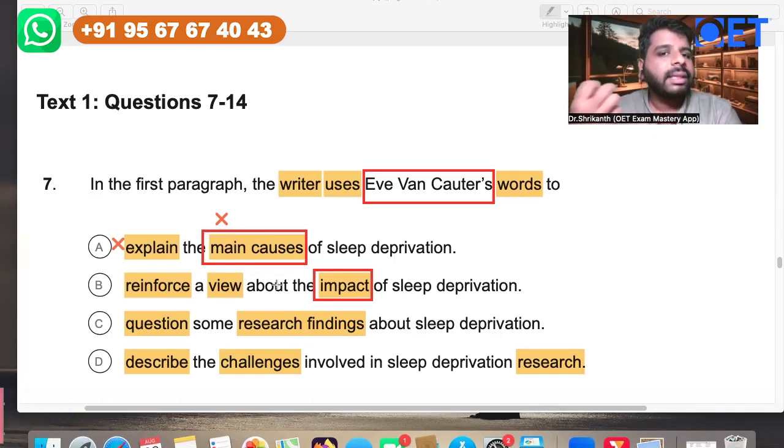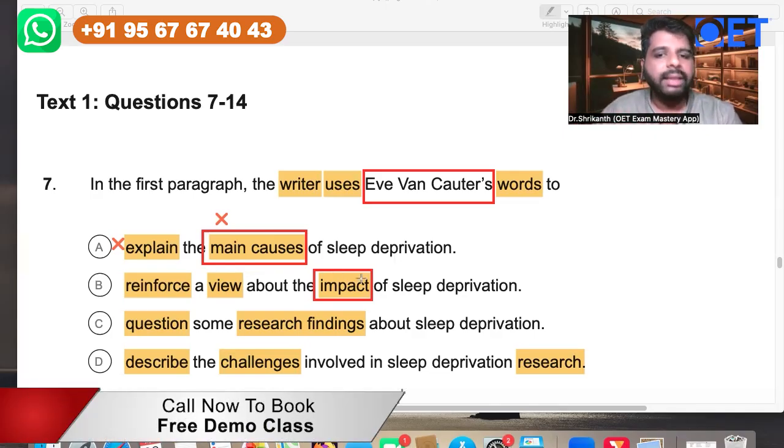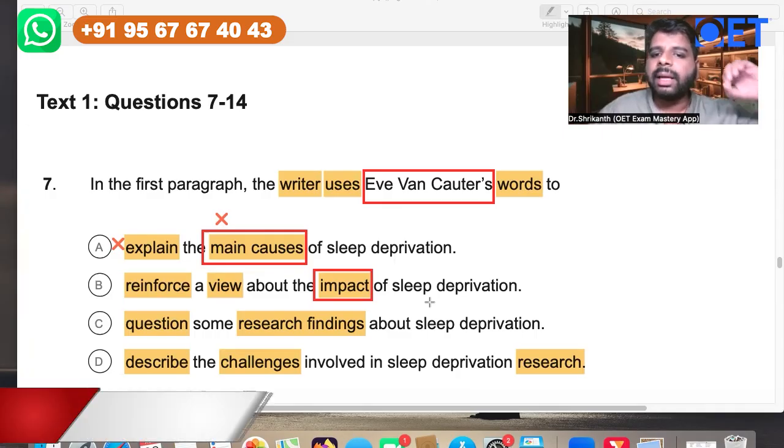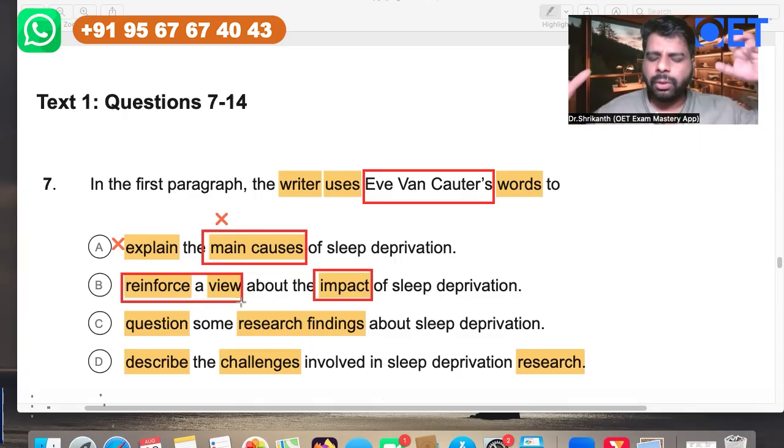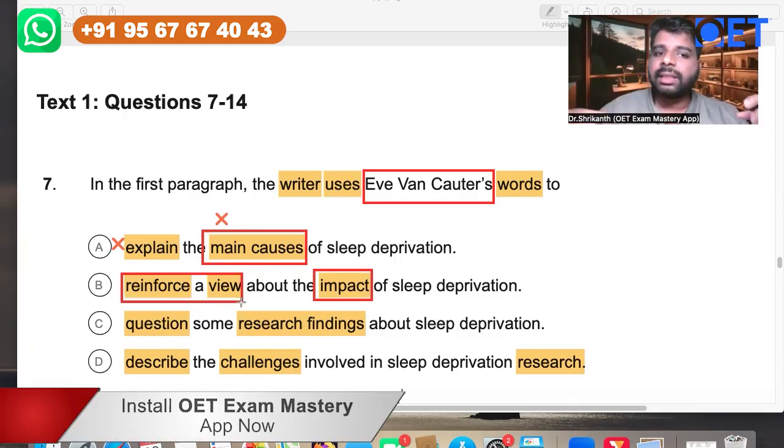So, what is the writer trying to say? The writer is saying sleep deprivation has very serious negative impacts on the human body. Now, what is he doing? He is reinforcing that idea to us. He is strengthening that idea to us, and he's telling us, see, I have proof.